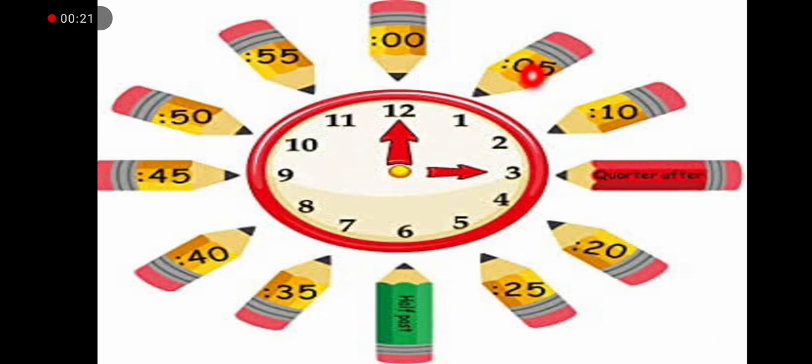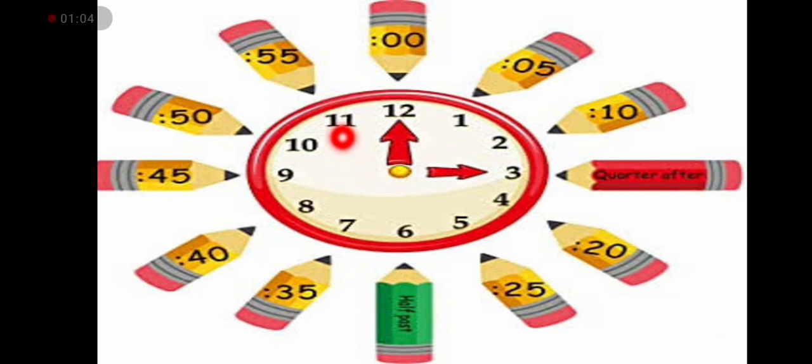1 times 5 is 5. 2 times 5 is 10. 3 times 5 is 15, means quarter. 4 times 5 is 20. 5 times 5 is 25. 6 times 5 is 30. 30 minutes means half past. 7 times 5 is 35. 8 times 5 is 40. 9 times 5 is 45. 10 times 5 is 50. 11 times 5 is 55. And 12 times 5 is 60.